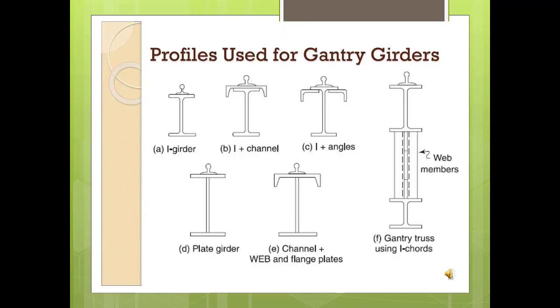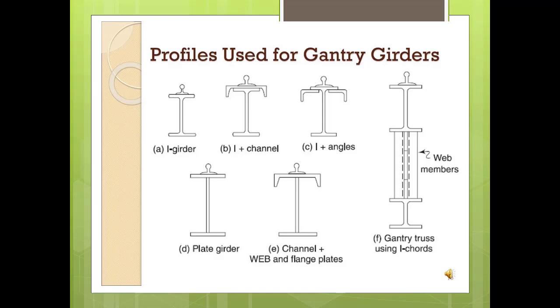Now coming to the profiles used for gantry girders. These are some of the profiles that are used in gantry girders. The first profile, I girder. Second profile, I plus channel girder. Third profile, I plus angle girder. Fourth, plate girder. Fifth, channel plus wave and flange plates. And the last one is the gantry truss using I cords. So these are the different arrangements.